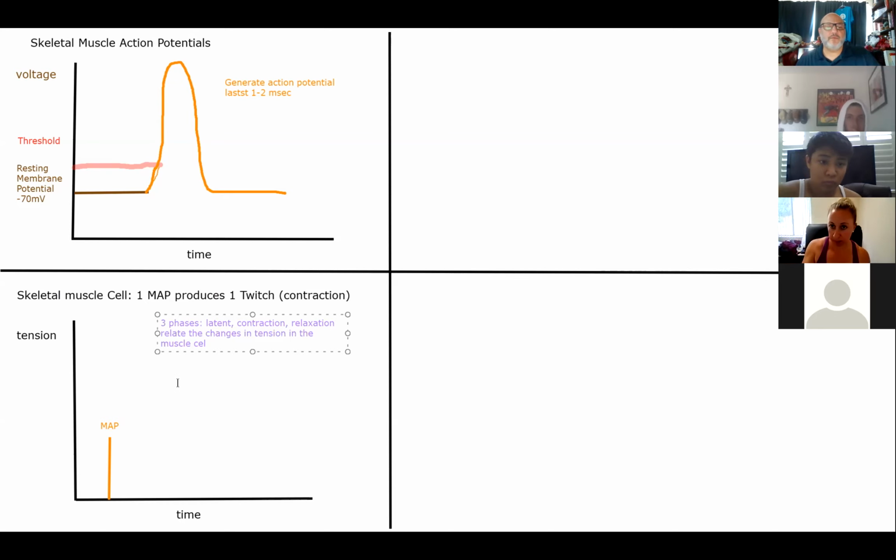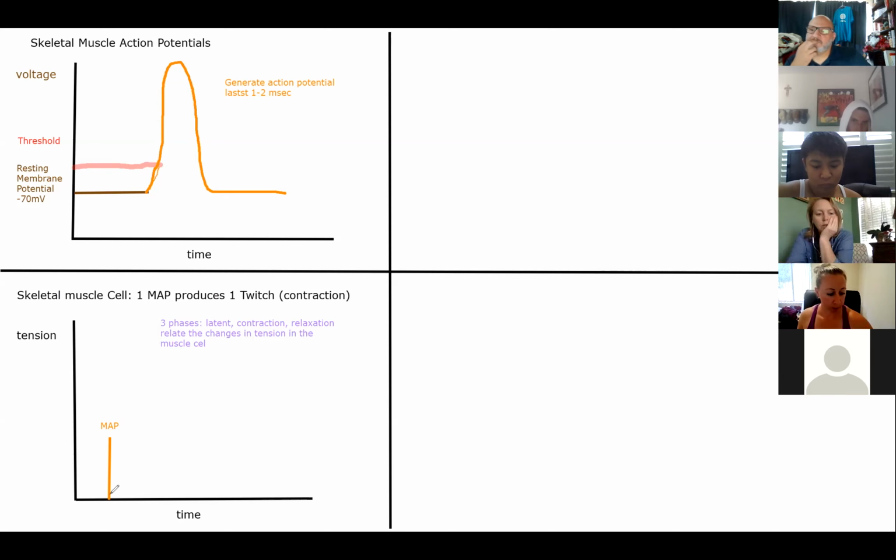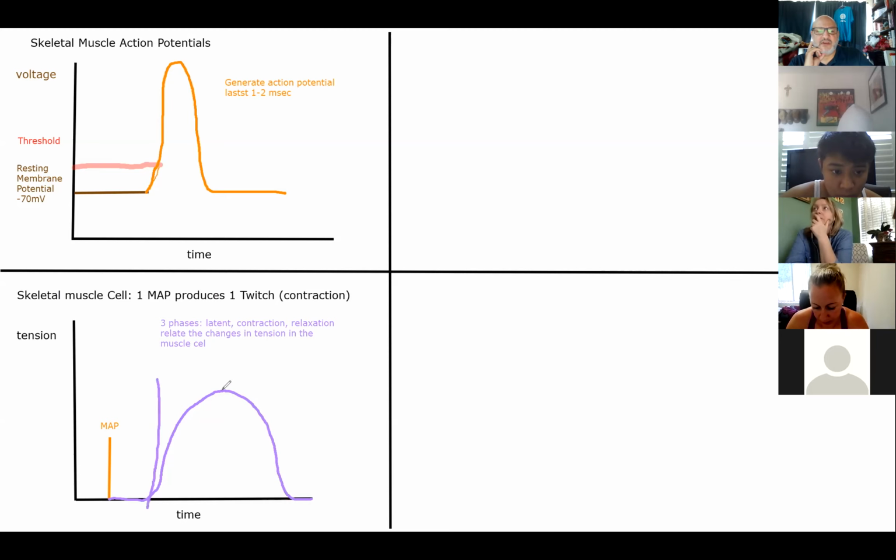Excellent. So, someone remind me how the tension changes during the latent phase. No change. Excellent. And I'm going to elongate this a little bit to exaggerate it, but we have that latent period where there is no change in tension. How does the tension change during the contraction phase? It rises, it increases. And how does the tension change during the relaxation phase? It goes down until it's back to 0 again. So we have these 3 phases of our twitch based on where and how the tension changes.